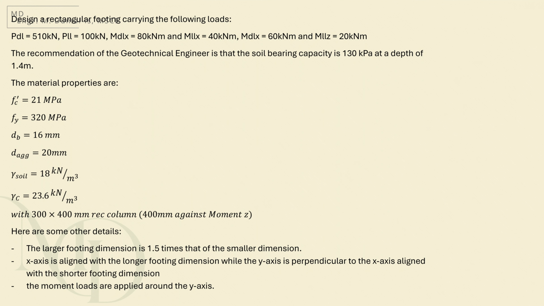Design a rectangular footing carrying the following loads. Axial dead load of 510 kN, axial live load is 100 kN. The dead load moment about the x-axis is 80 kN-meter and live load moment about the x-axis is equal to 40 kN-meter. Dead load moment about the z-axis and live load moment about the z-axis are equal to 60 kN-meter and 20 kN-meter respectively. The recommendation of the geotechnical engineer is that the soil bearing capacity is 130 kPa at a depth of 1.4 meter.